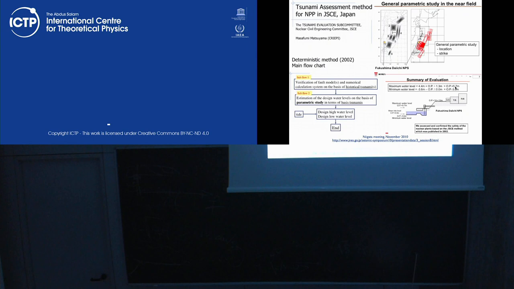Okay. The first, and they published these results a long time ago. And these slides here are coming from a meeting that was occurring in Niigata in November 2010. So before Tohoku. You could say, well, come on, that's maybe deterministic, that's the maximum, let's do something probabilistic. They did.